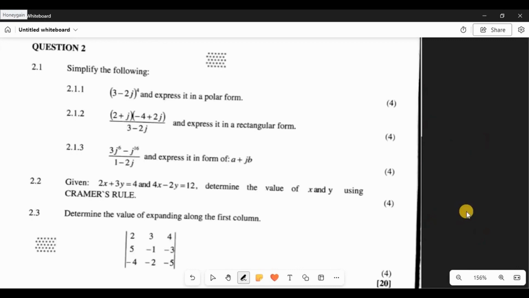Alright guys, let's look at this question here, 2.3. As you can see, they want us to determine the value by expanding along the first column. As you can see, it has this thing here. This means that the question is a bit challenging, but I don't think so, as long as you know what you're doing. So I will copy this question and paste it where there's space, and then we'll be able to solve this question.